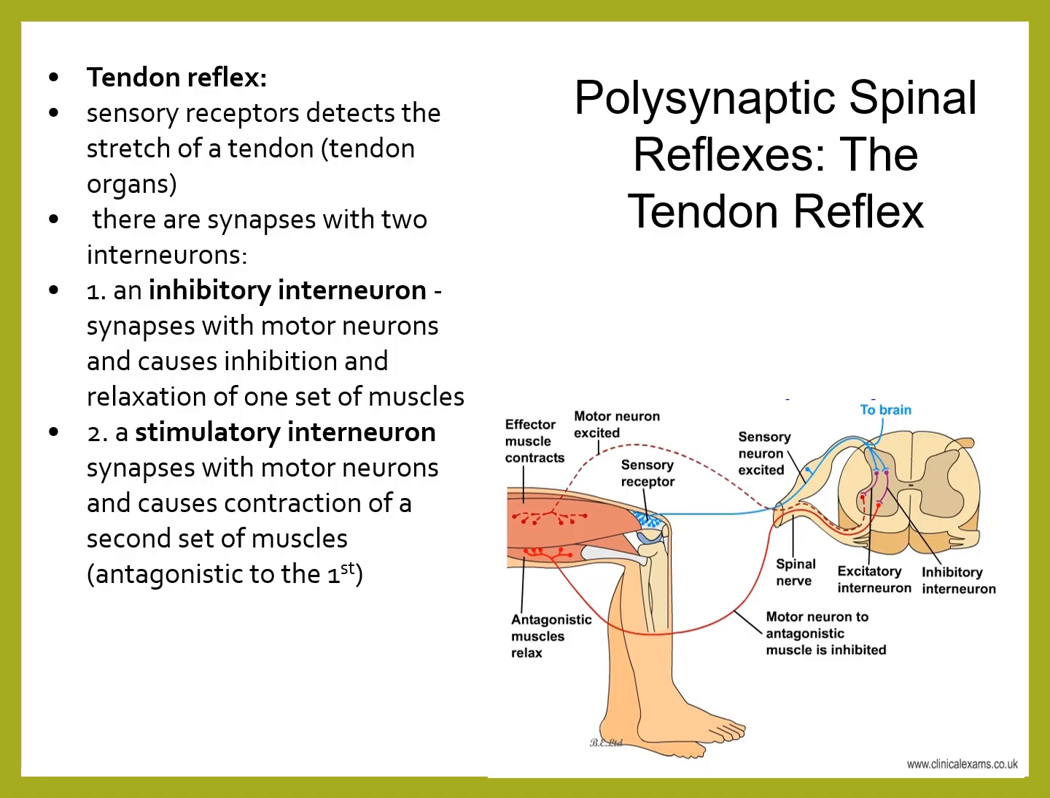In the standard typical tendon reflex, you can see a possibility of 2 interneurons. You're going to have an inhibitory interneuron, which is going to synapse with motor neurons and causes inhibition and relaxation of one set of muscles. And then there's going to be a stimulatory interneuron, which is going to synapse with motor neurons that causes contraction of a second set of muscles.